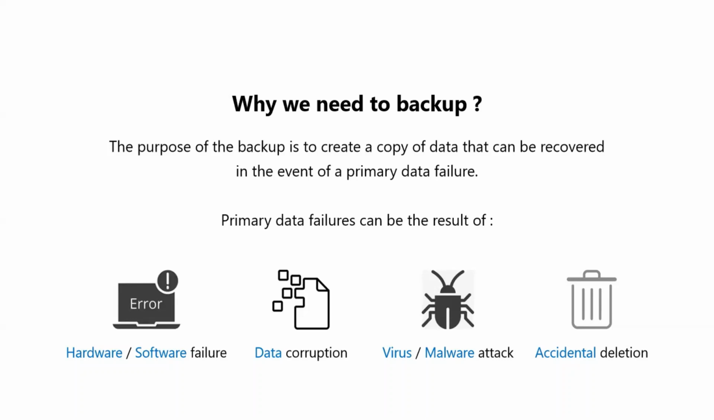So the fourth primary data failure can be accidental deletion. This happens when someone deletes the data accidentally, and it just happens like that.